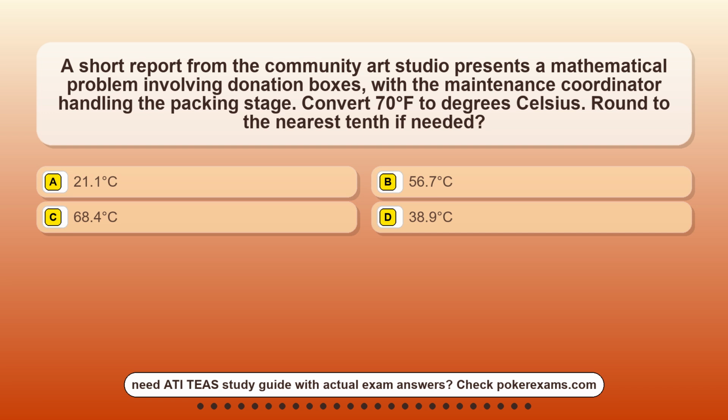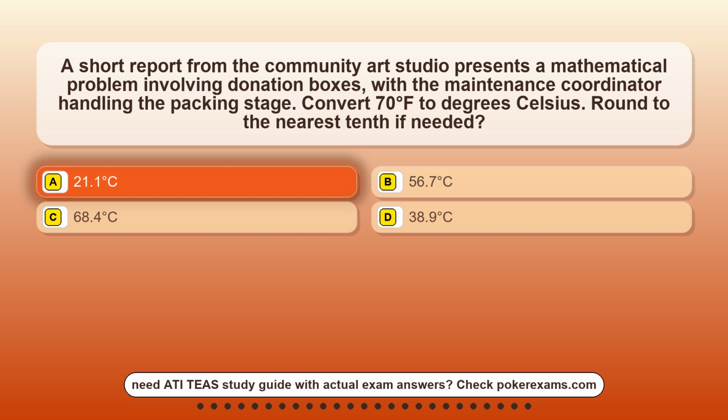A short report from the Community Art Studio presents a mathematical problem involving donation boxes, with the maintenance coordinator handling the packing stage. Convert 70 degrees Fahrenheit to degrees Celsius. Round to the nearest tenth if needed. Option A, 21.1 degrees Celsius. Option B, 56.7 degrees Celsius. Option C, 68.4 degrees Celsius. Option D, 38.9 degrees Celsius. The correct answer is option A, 21.1 degrees Celsius.